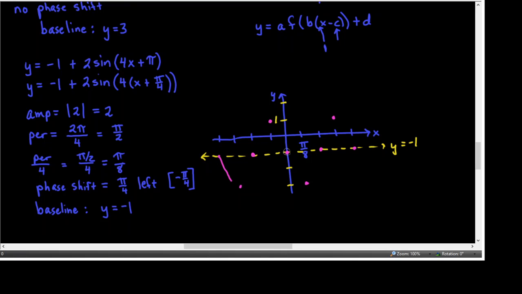So here's our sinusoid through the points I've plotted. And I go a little bit extra so that you know that it actually does continue. And there you go. There's the graph.